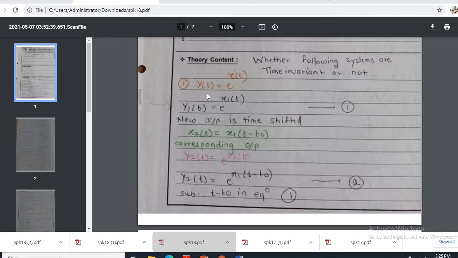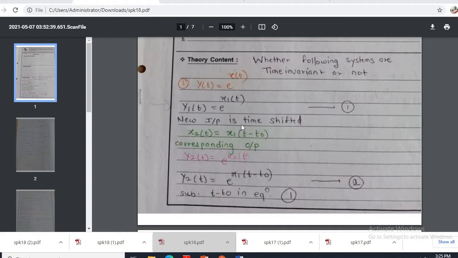So this is the first one, y of t is equal to e raised to x of t. What you are supposed to do is first write down the expression and name it with some label, 1, 2 like that. Say for example, instead of y(t), I am naming it as y1(t). Accordingly I am naming the input signal as x1(t). So my system equation is y1(t) is equal to e raised to x1(t).